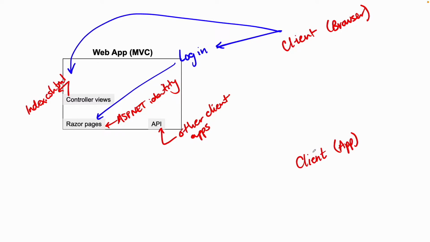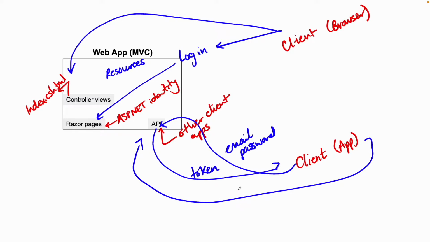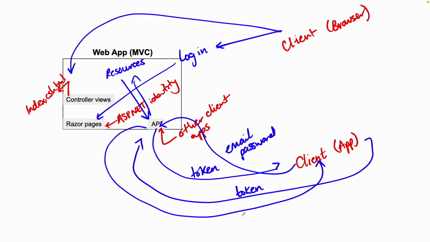But then if your client app wants to manage some resources that you have here, wants to access these resources, then the client app first needs to contact the API with an email and a password. The API comes back with a token, and only then will the client be able to call the API again with the token, requesting those services, and the resources are going to come back to the API, and the resources will go back to the client.